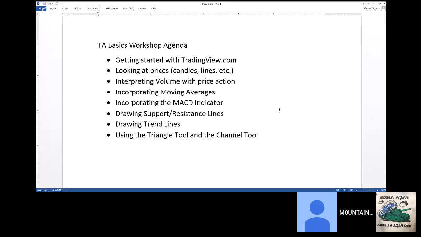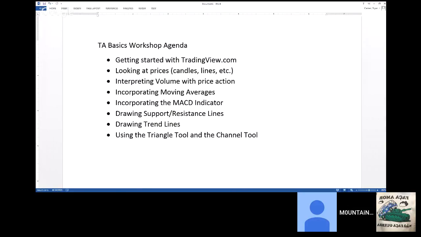We're going to incorporate some moving averages and the MACD indicator, which is the moving average convergence divergence indicator. So the two work together, the moving averages and the MACD work together. And then we're going to get into what I think is pretty important and real. What I'd like everybody to take away from here is the drawing of the support and resistance lines, drawing the trend lines, and then we'll get into a little bit of using the triangle tool and the channel tool. So let's get started.